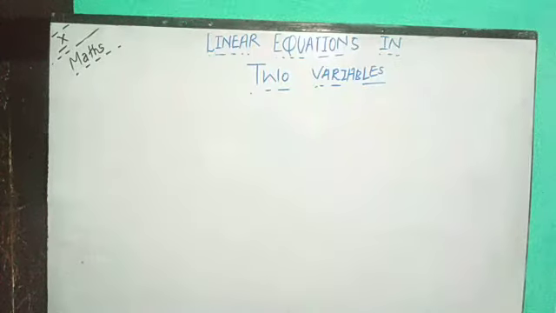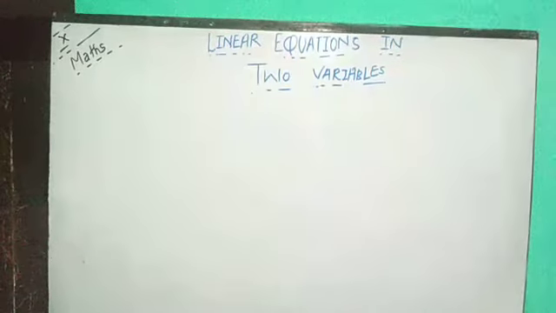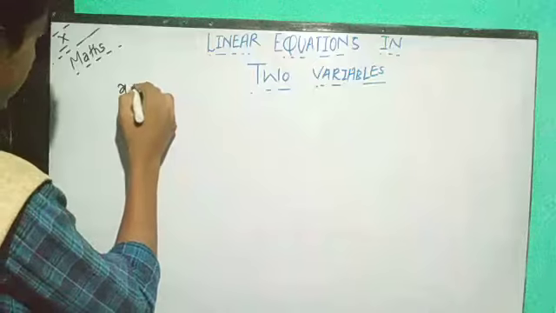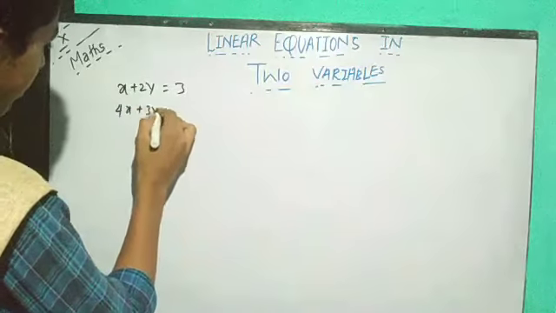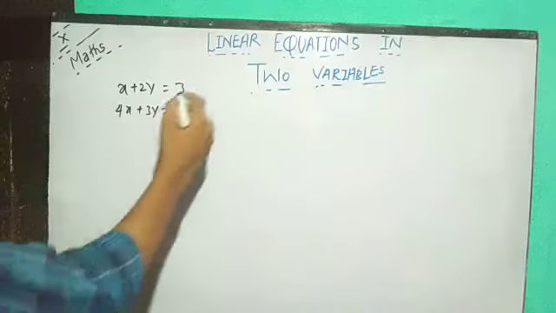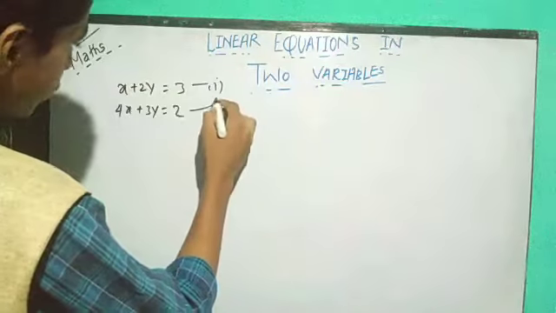So we are going to see the first case, where we get at least one solution. Let me write it first. x plus 2y equal to 3, and 4x plus 3y is equal to 2. Okay, these are our two equations. Here two equations are given.